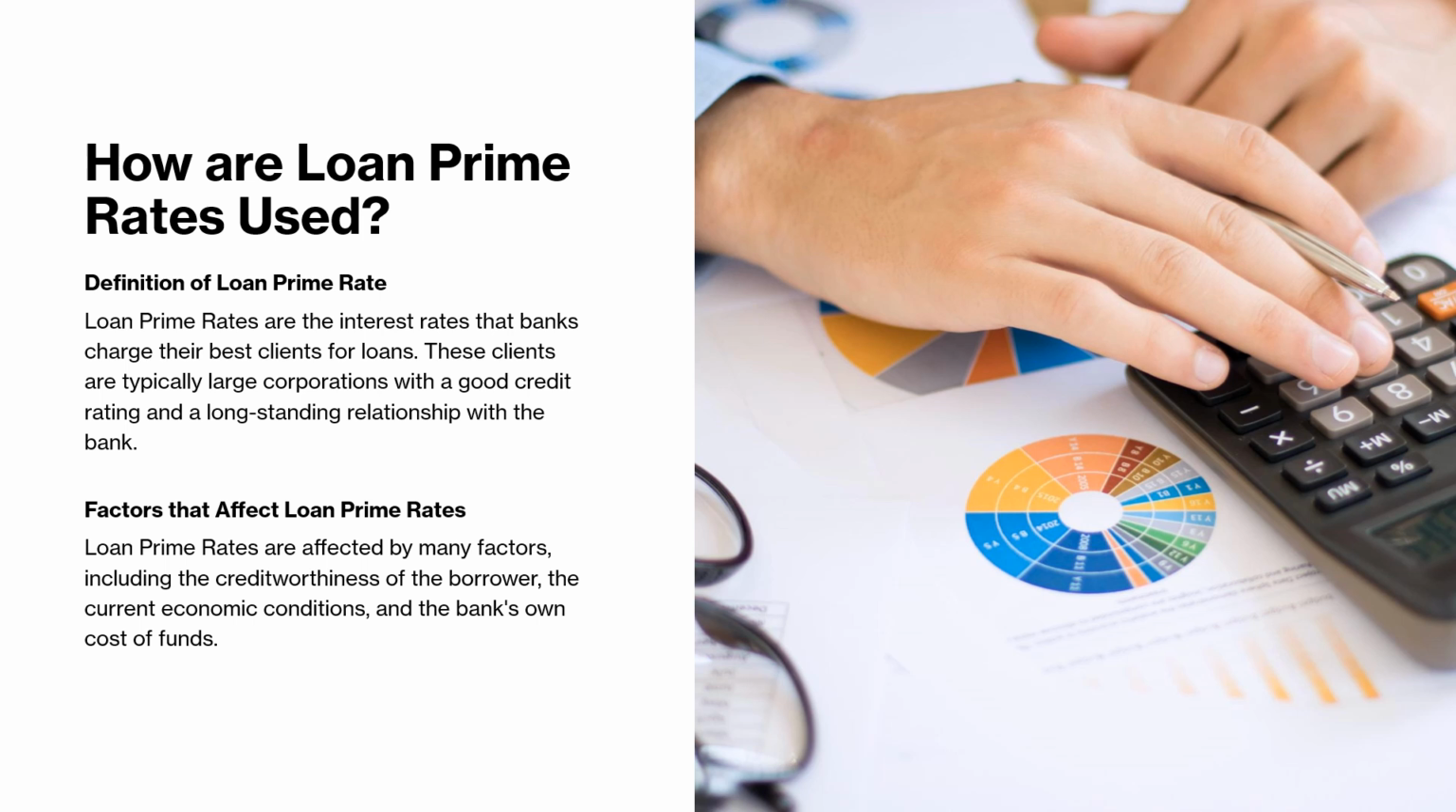How are loan prime rates used? Definition of loan prime rate. Loan prime rates are the interest rates that banks charge their best clients for loans. These clients are typically large corporations with a good credit rating and a long-standing relationship with the bank.